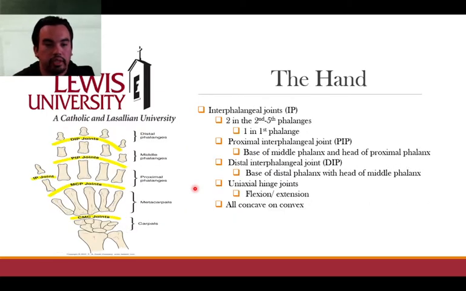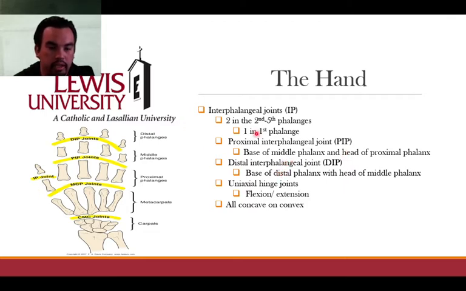The interphalangeal joints right here, these are all the same, so I'm just kind of flying through this. You can read it or pause the video and read through my notes there. The proximal interphalangeal joint is the base of the middle phalanx with the head of the proximal phalanx. The distal interphalangeal joint is the base of the distal phalanx with the head of the middle, and uniaxial. So it's flexion and extension, and it's all concave on convex on these interphalangeals right there.